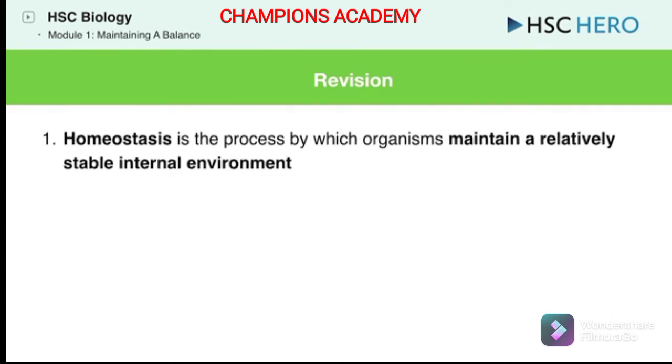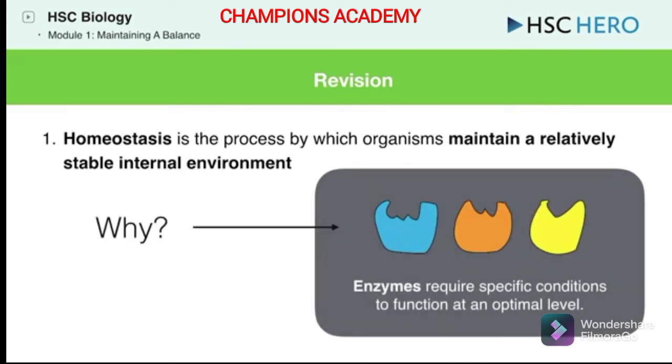Firstly, homeostasis is the process by which organisms maintain a relatively stable internal environment. Why do we need homeostasis? This is because enzymes require specific conditions to function at an optimal level. If enzymes fail to function optimally, our metabolism will slow down, and the body will cease to function as effectively.